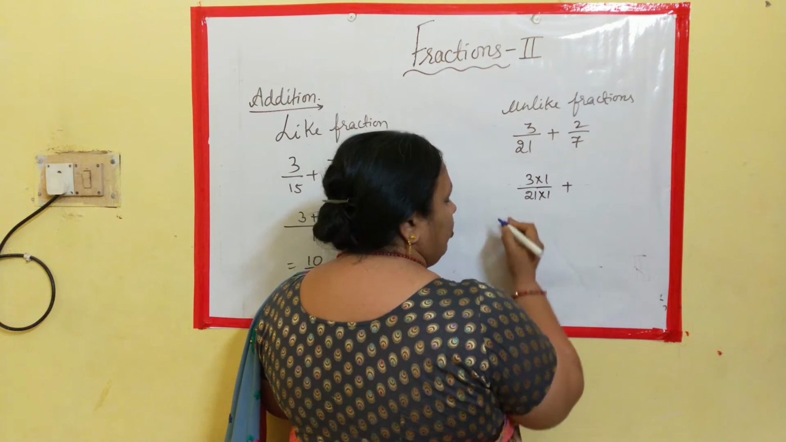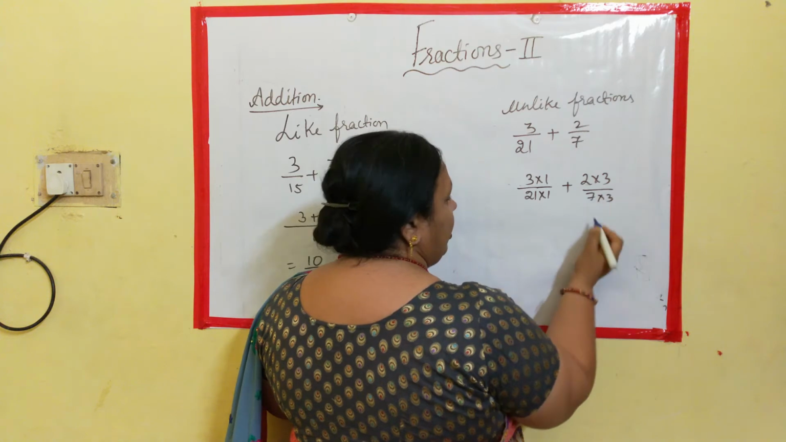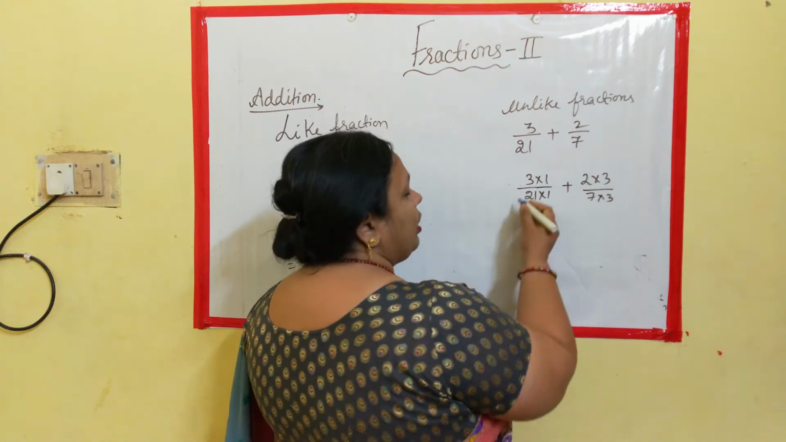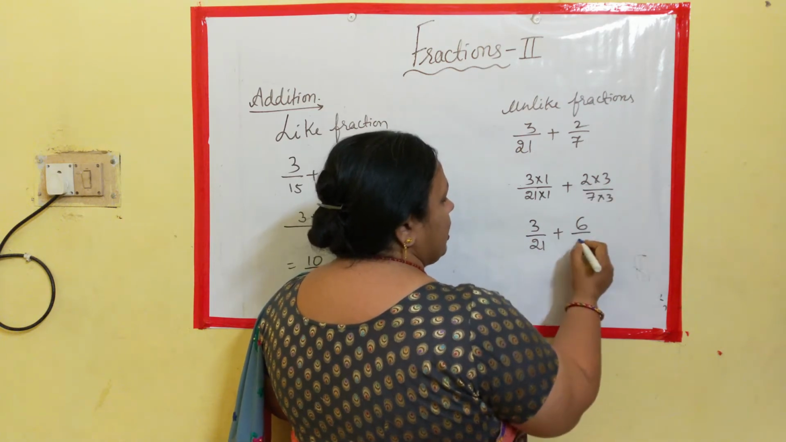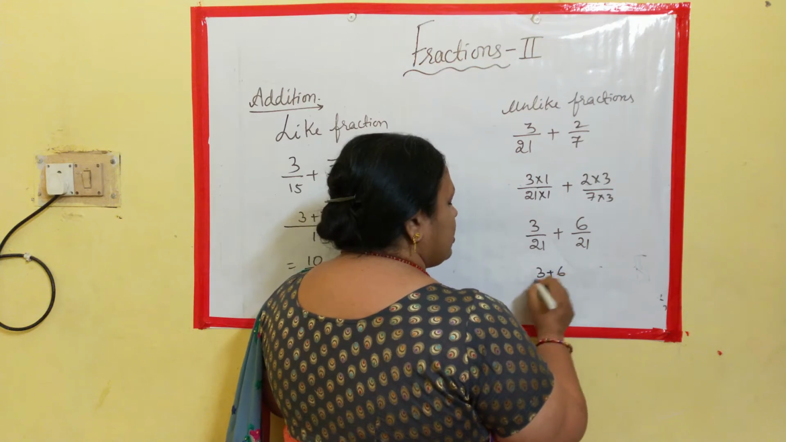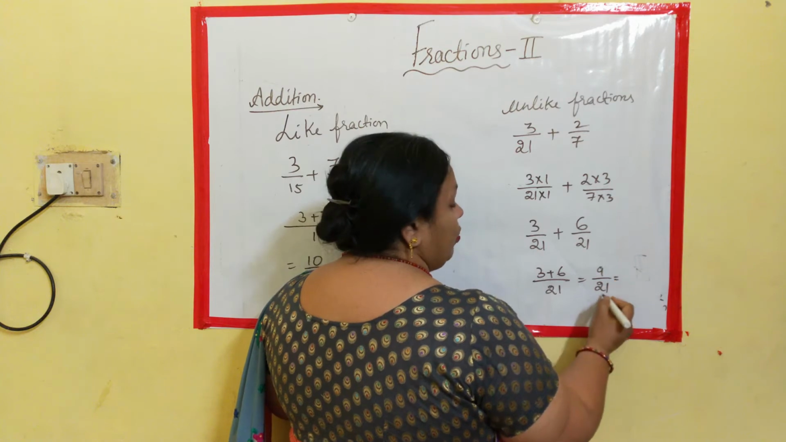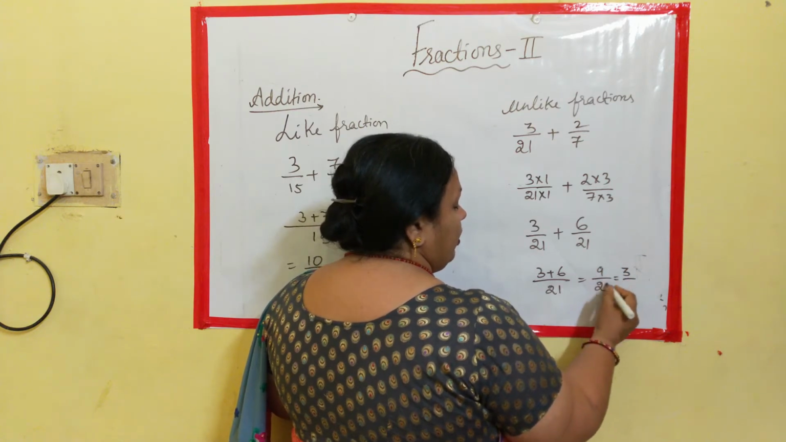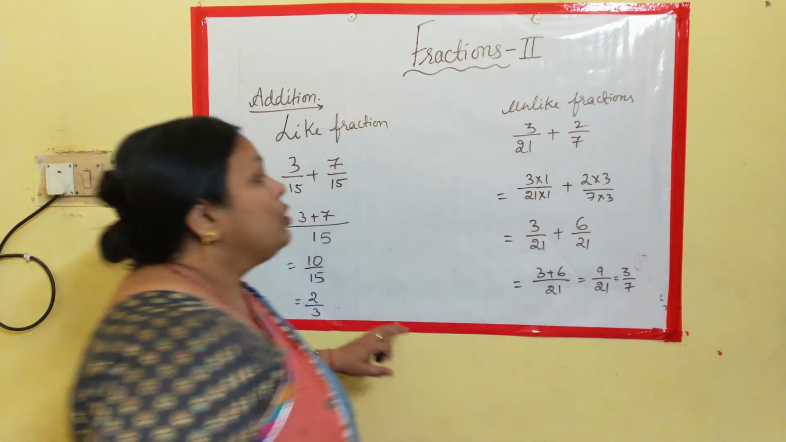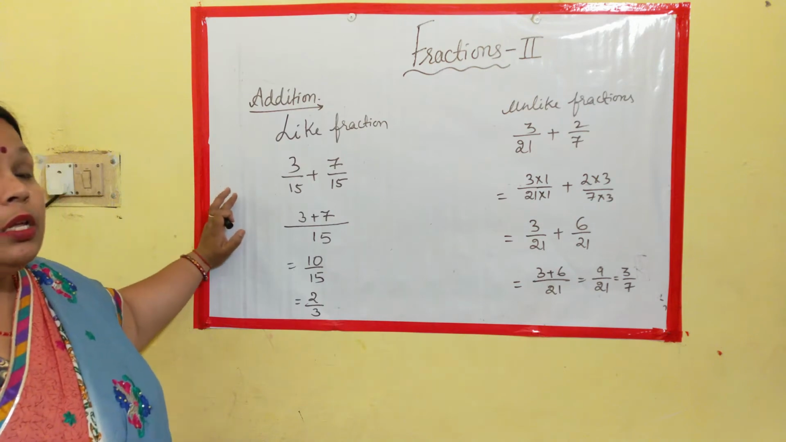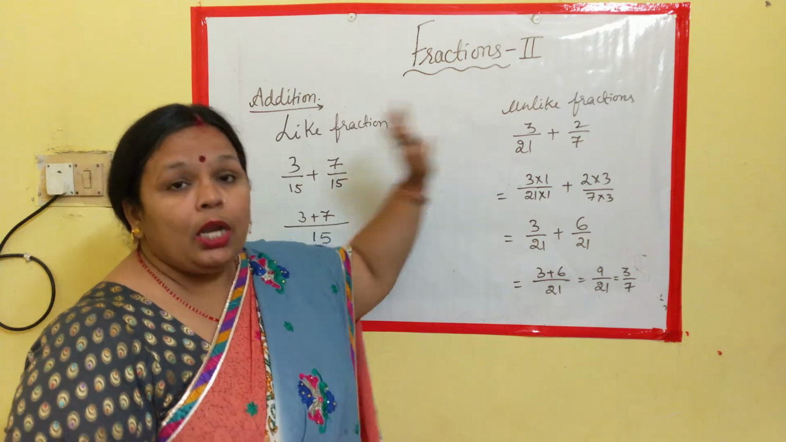But to make the uniformity, 21 is multiplied by 1 and 7 will be multiplied by 3, and the same number is to be multiplied by numerator and denominator. So this comes as 3 by 21 plus 2 3s are 6, 6 by 21. 3 plus 6 by 21, that is 9 by 21, and 9 by 21 is nothing but 3 by 7. Clear? So we have quickly recapped how to add like fractions and how to add unlike fractions.